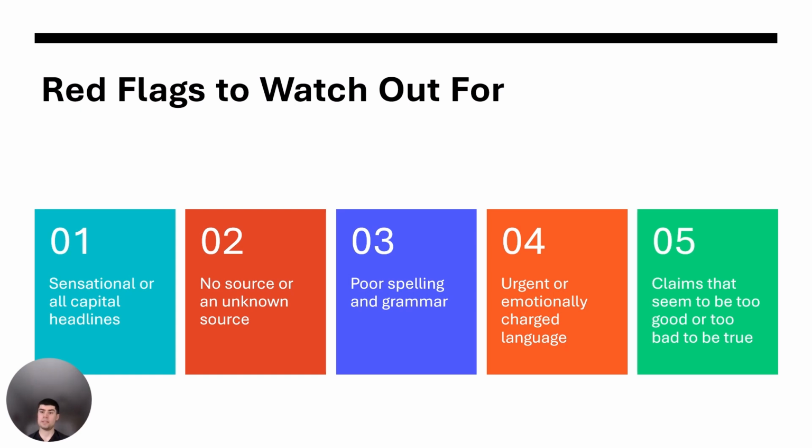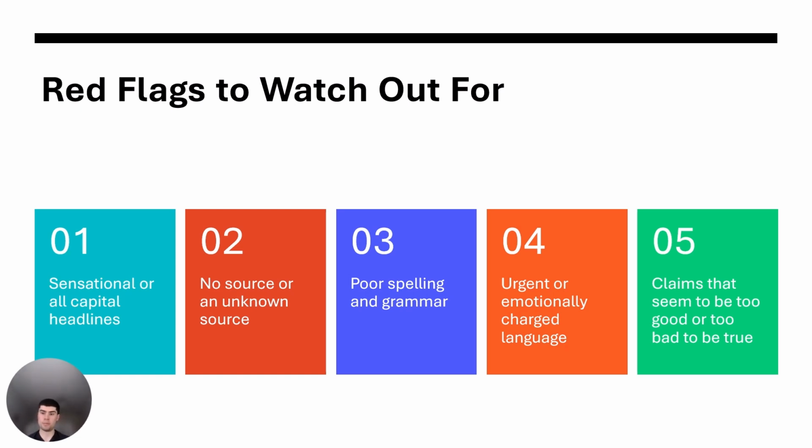So let's look at some of the most common red flags to look out for. Number 1 is sensational or all caps headlines. These are designed to shock you into clicking. Number 2 is no source or an unknown source. If there's no clear author or publisher, be skeptical.